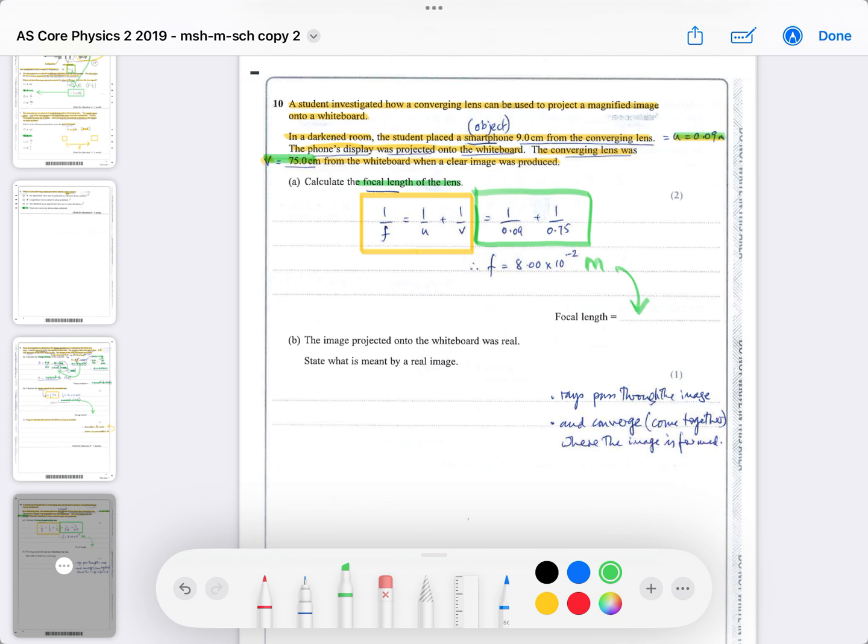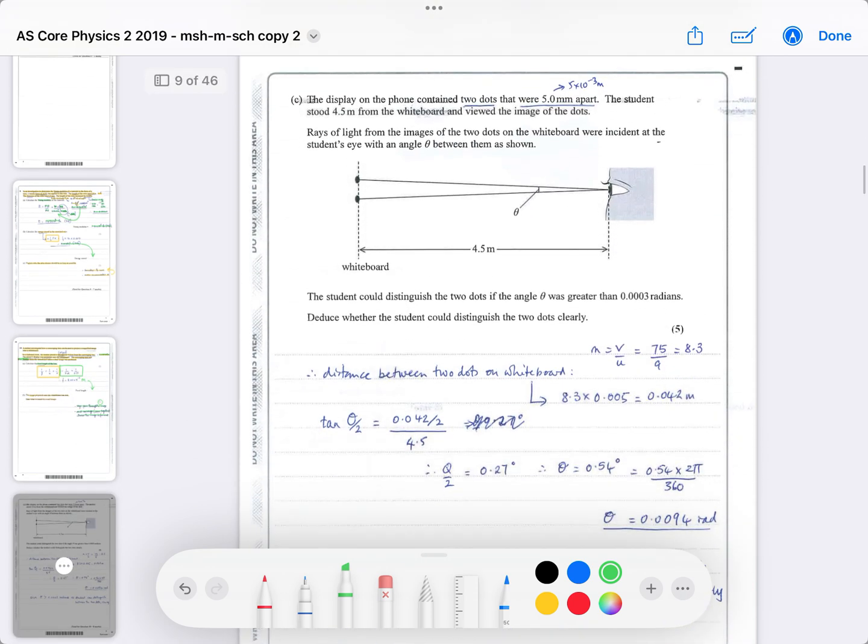All right. The next question then goes on. It says the image projected onto the whiteboard was real. What is meant by a real image? So it means that the rays pass through the image. They're not like a virtual image where your eye thinks that's where they're coming from. So the rays actually converge and pass through and meet at the image. And of course, the other way you know that it's a real image is that you can actually project it onto a screen, which is what they said we're doing. Okay? So there's the 1 mark.